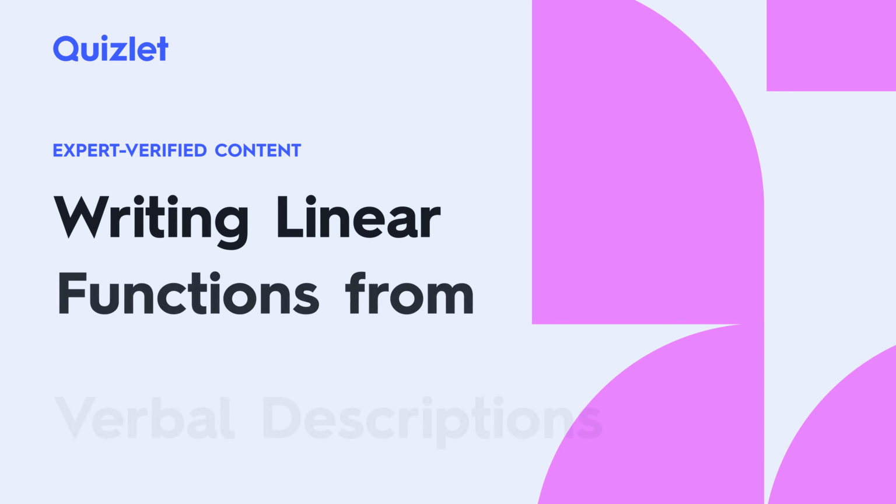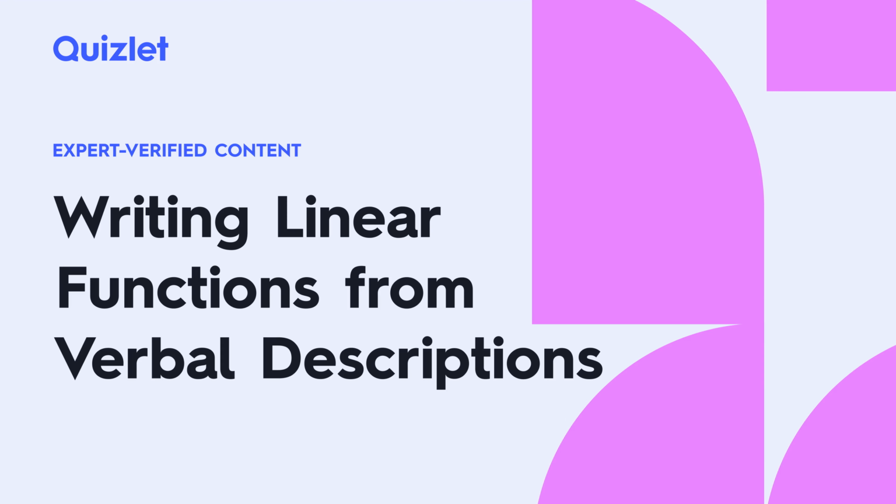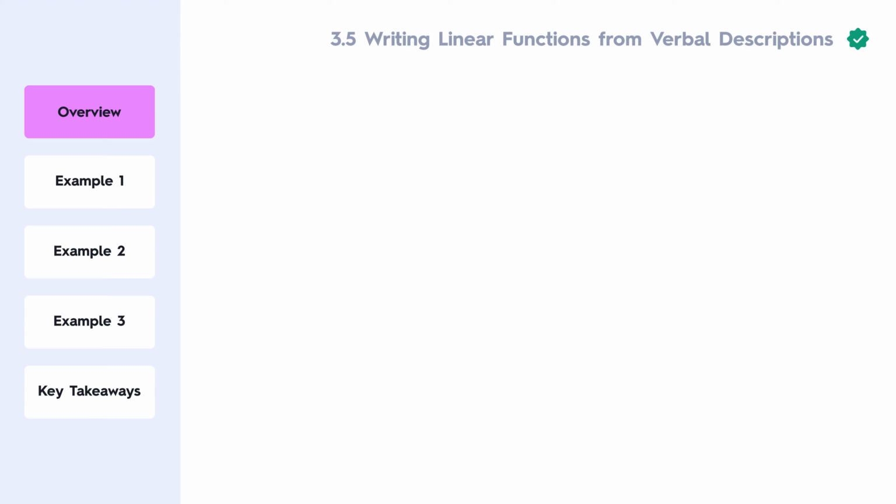Today we'll explore a useful algebra skill, writing linear functions from verbal descriptions. In this video, we'll learn how to take real-world scenarios and turn them into linear equations. Whether you're describing the cost of a service, the distance someone has traveled, or even how fast something is moving, knowing how to write these situations as linear functions will help you break down and solve problems more easily. By the end of this lesson, you'll feel confident creating equations from words and turning them into something much easier to work with. Let's dive in.